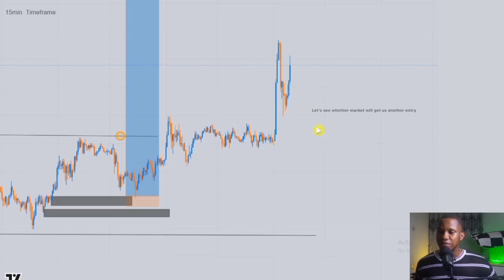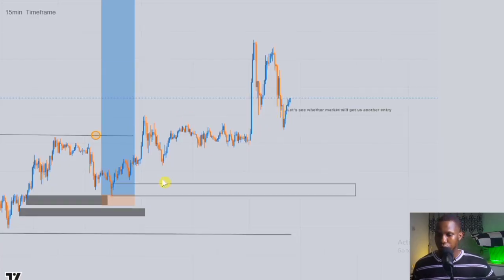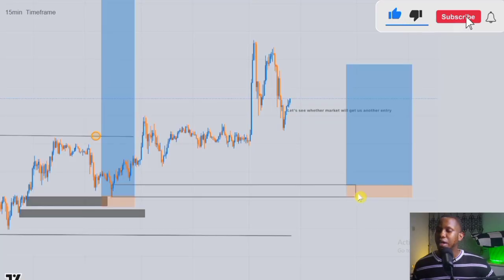On the 15 minutes time frame, since this range has been broken, let's see whether the market will give us another type of entry. Again, can you see after this break of market structure, we have this unmitigated area that price action could retrace back to if you want to sell for a little while. I'm going to be making my entry here and let's see what the market wants to do for us.